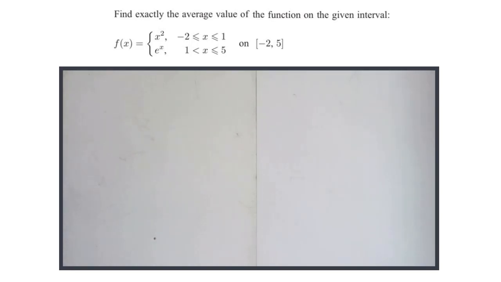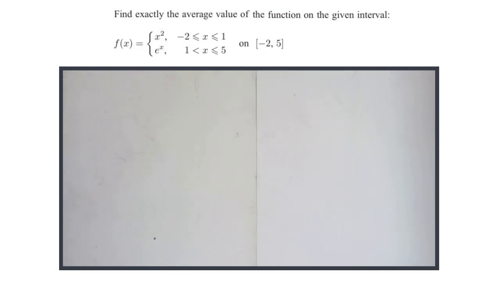Find exactly the average value of the function on the given interval. We have a piecewise function, f of x equals x squared when x is greater than or equal to -2 but less than or equal to 1, and it equals e to the x when x is greater than 1 but less than or equal to 5. We need to find the average value of that function on the closed interval between -2 and 5.